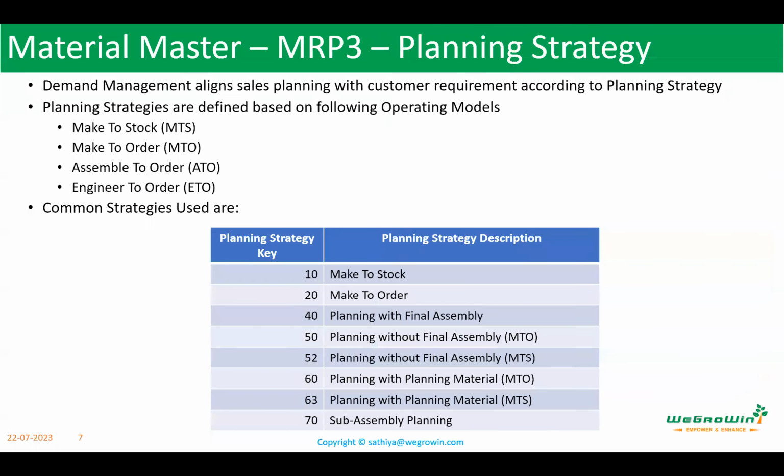So strategy groups in SAP are broadly classified: make to stock, make to order, assemble to order. In practical things, we have engineer to order also. These are the various strategy groups used in SAP. 10 means make to stock. 20 means make to order. 40 means planning with final assembly. 50 means planning without final assembly. 52 is planning without final. Like this, various strategy groups are there.